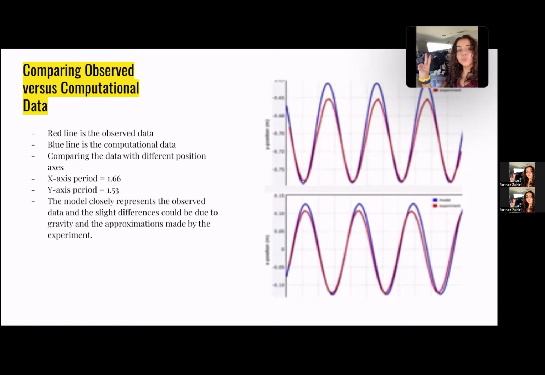And now the x-axis period I calculated is 1.66 and the y-axis period is 1.53. Thanks for listening.